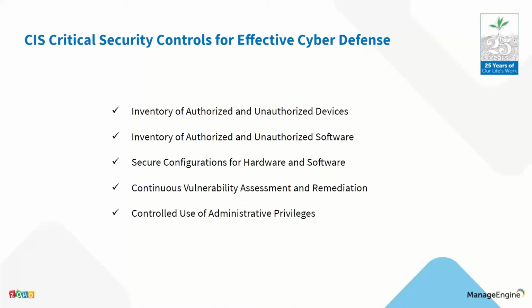The last one talks about the controlled use of administrative privileges, meaning how do you control or restrict administrative rights in your environment. You don't have to give administrative rights for everybody. How do you take and give these administrative rights as per your needs? That should also be controlled. See that these are the top 5 CIS controls that talk about reducing the attack surface.